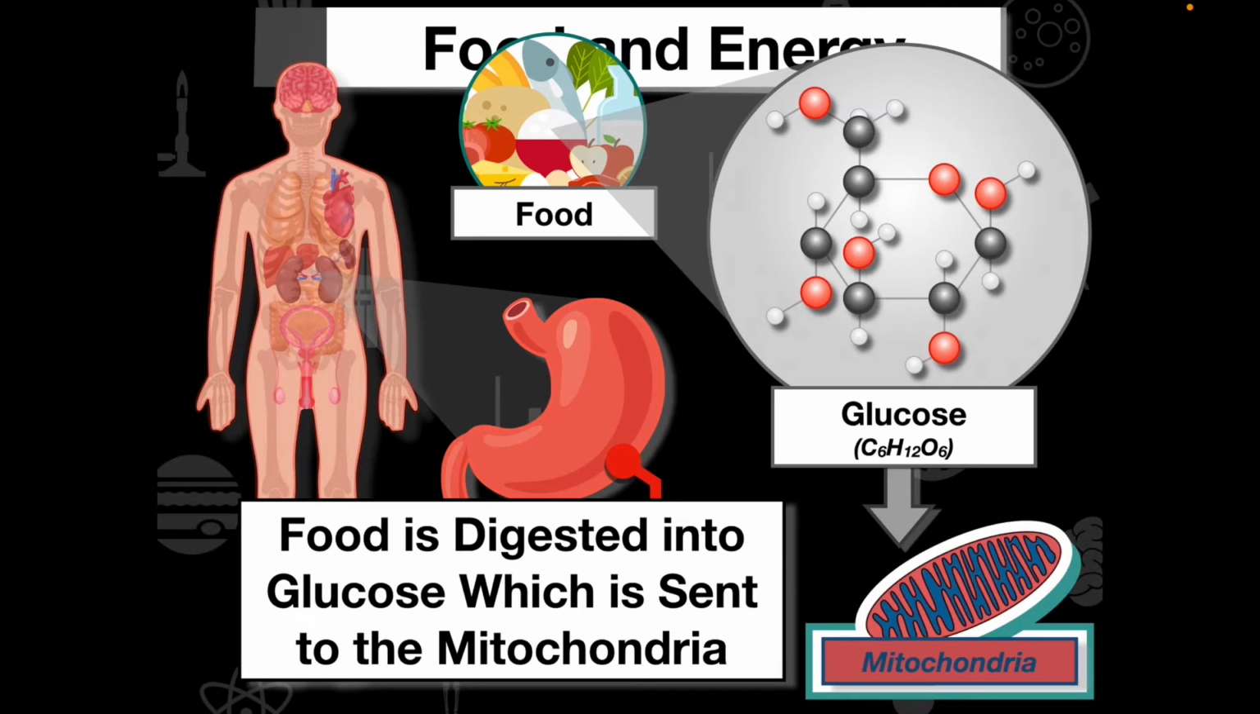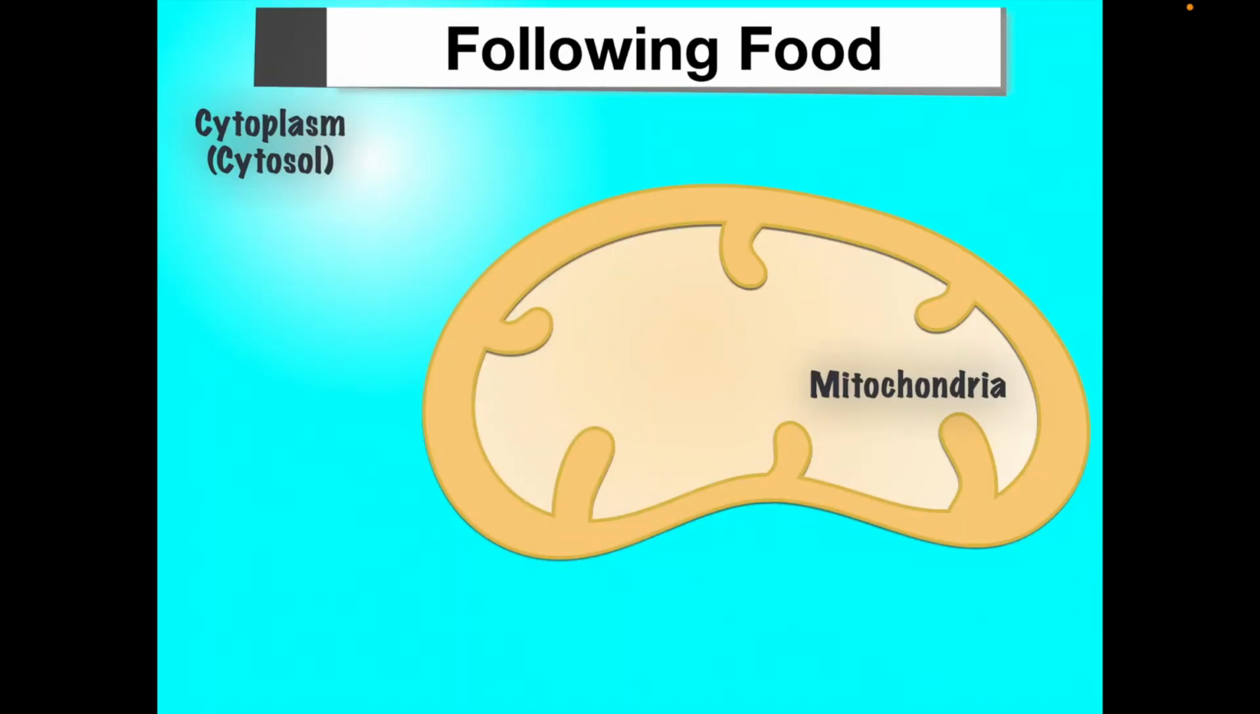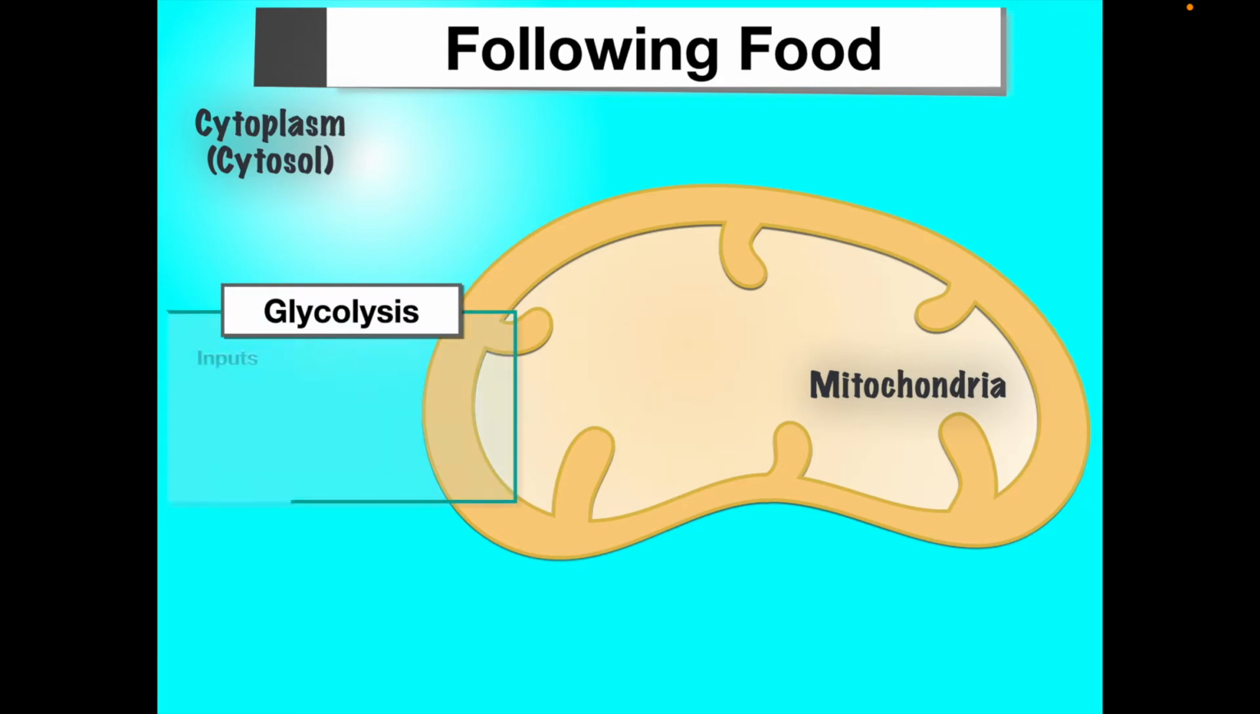Now, food's going to provide a variety of other functions in our body, but for right now, we're learning about how we take that food and turn it into energy. So let's look at this diagram here. We're going to look at the 3 steps, and we're going to start off with glycolysis.